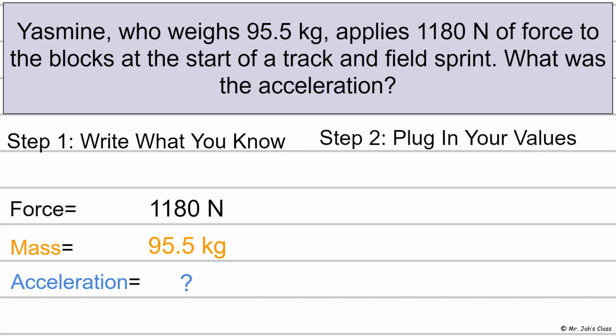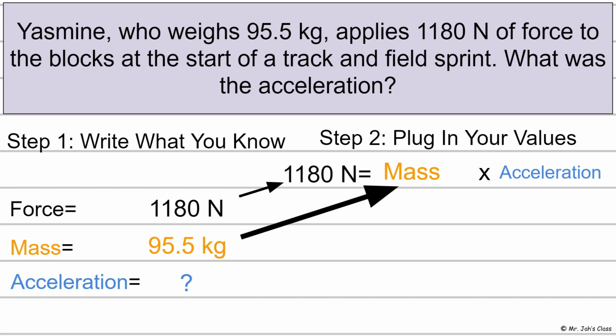Okay, next. Step 2. Plug in your values. So what is the formula for Newton's second law? It is force is equal to mass times acceleration. So what we do is we just plug in the values that we know. So force is right there, and then mass is right there. So how do we solve for acceleration?